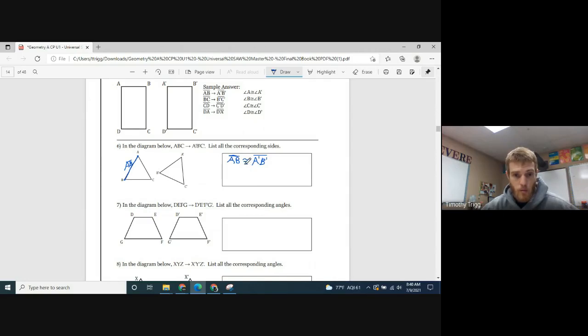Okay? So whenever you see this symbol, it means congruent. You're going to see it a lot. You're going to hear that word a lot. So you got to know what that means. It means that those two things have the same measure.